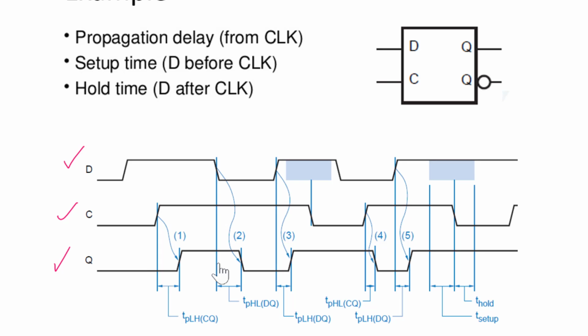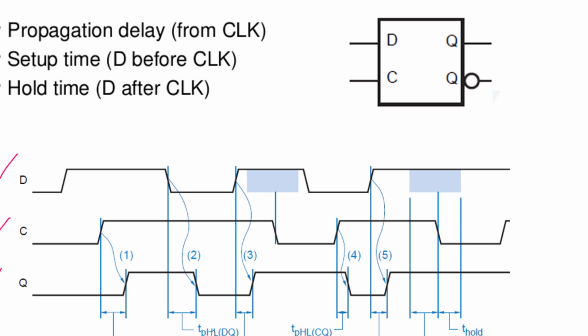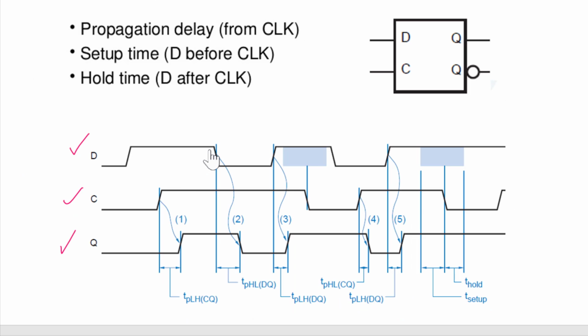And if you look at this one, this is a propagation delay for moving from 1 to 0. And if you look here, this is a propagation delay for the D input going from low to high.